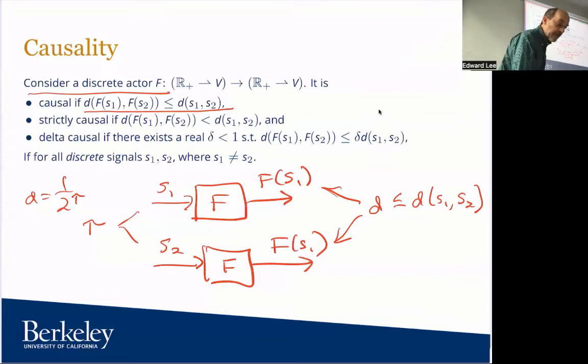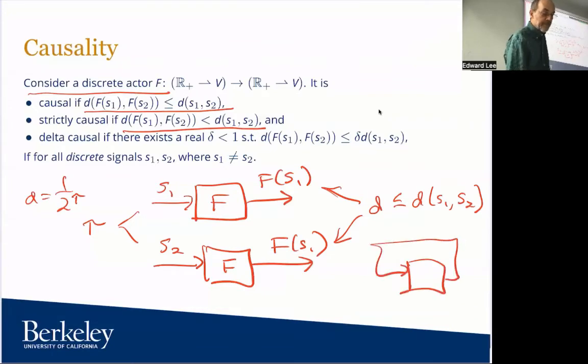But it turns out we're going to need a couple of different forms of causality. We have a strict causality, which is where the distance between the outputs is strictly less than, rather than just less than or equals. Why do you think we're going to need that? Well, the answer is that it makes it much easier to deal with feedback loops.